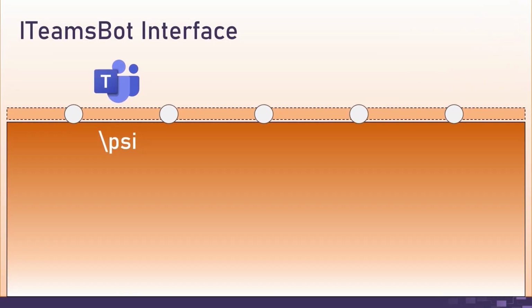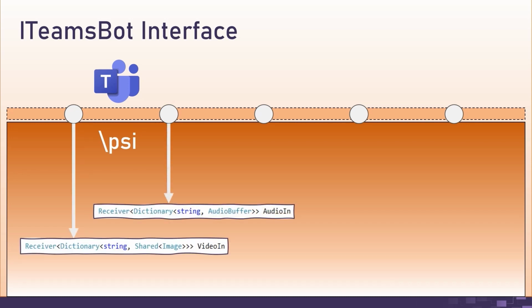So let's zoom into what that interface provides. For now, it exposes 2 input streams and 3 output streams. So the Psi pipeline implementing this interface will have 2 receivers for consuming the participants' audio and video streams. Notice that these input streams are of type dictionary from string to shared of image and dictionary from string to audio buffer. And these represent data that's keyed on each participant's ID, which represents the participants in the meeting as they join and leave, or turn on and turn off their cameras and microphones. And processing those dictionary streams is very naturally handled by this parallel operator that we have in Psi.